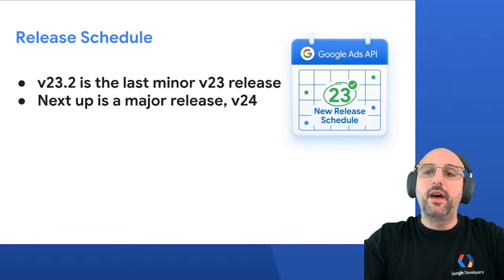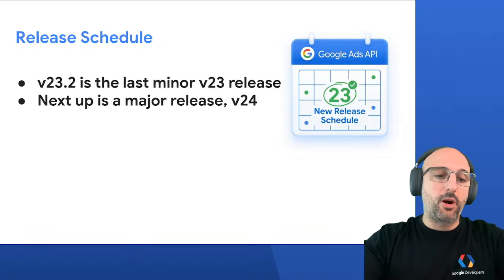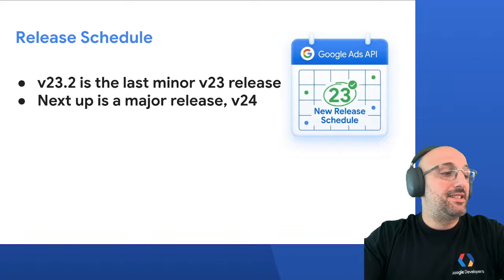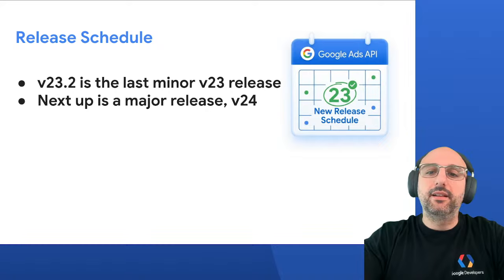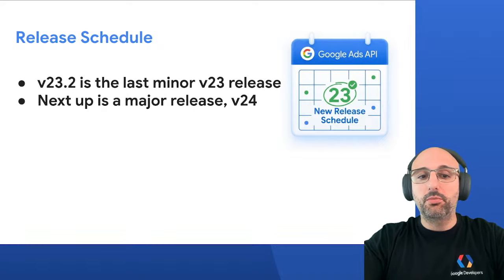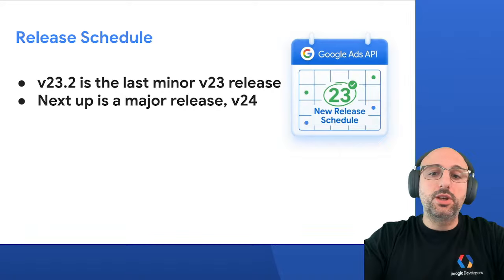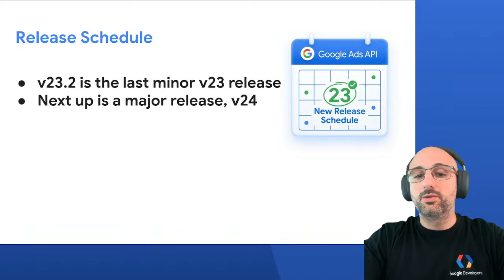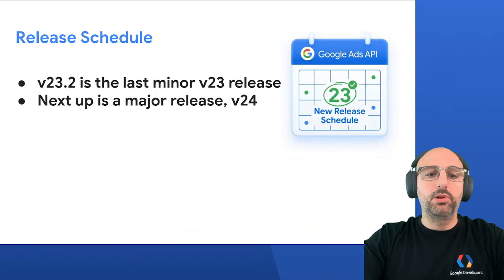This means that the upgrade process from V23.1 to V23.2 should be, in theory at least, as seamless and as painless as possible, meaning that you just have to upgrade your client libraries and that's it. There are going to be no breaking changes in the API, meaning that you don't have to make any changes to your code to use V23.2.